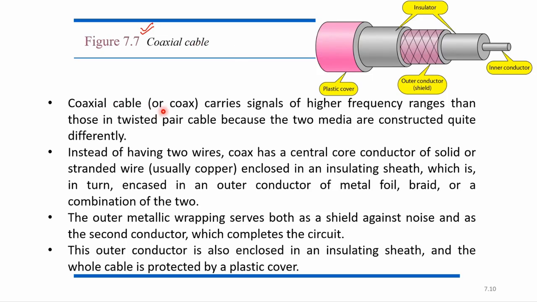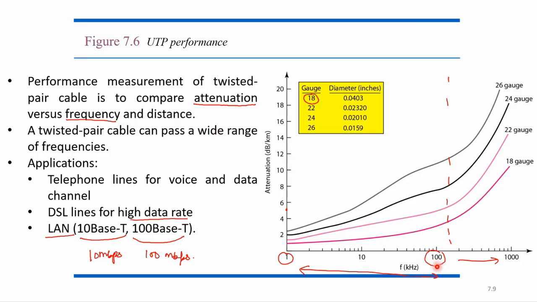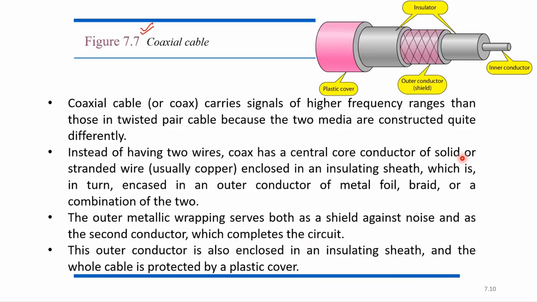Coaxial cables, also called coax, carry signals of higher frequency ranges than those in twisted pair cable, because the two media are constructed quite differently. In the previous one, we have seen that up to 100 kilohertz only, it has better quality. Otherwise, there is a higher effect of noise. That's why there is a requirement for coaxial type of cables. In that case, we can use it for high frequency applications also.